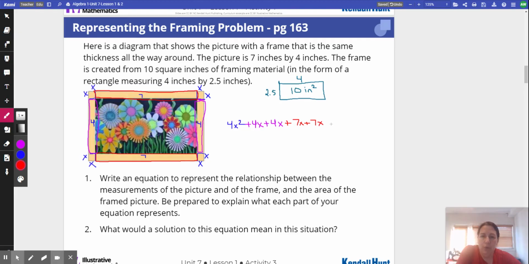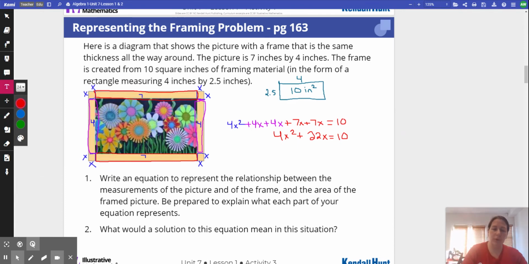We know that total area for the frame has to be 10 square inches. So we could simplify this equation and write 4x squared plus 4 plus 4 is 8, 7 plus 7 is 14. Add it all together, we would have 22x, and it has to equal 10. All right, that's one way to represent it.